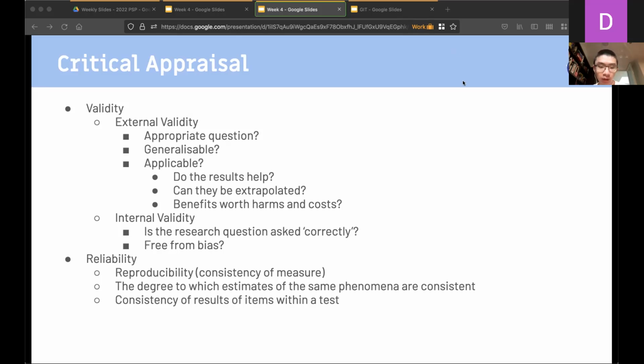And reliability is whether it can be reproduced. Is there a consistent measure? So not looking at stuff as one-off miracles, it's got to be able to be replicated. And also the degree to which the estimates are consistent. You don't want it going all over the place. And also whether the results themselves are consistent within the test itself.